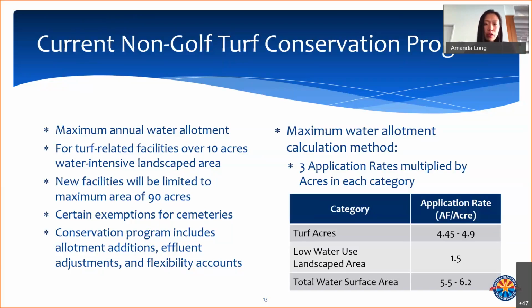So in the current conservation program, the maximum water allotment is calculated using three application rates that range slightly depending on which AMA you're in. One category is for turfed acres, at a rate of 4.45 to 4.9 acre feet per acre. One is for low water use acres, at a rate of 1.5. And then there is a rate for water surface areas, which ranges from 5.5 to 6.2. These application rates are multiplied and then summed together to create an allotment for each facility. Next slide, please.